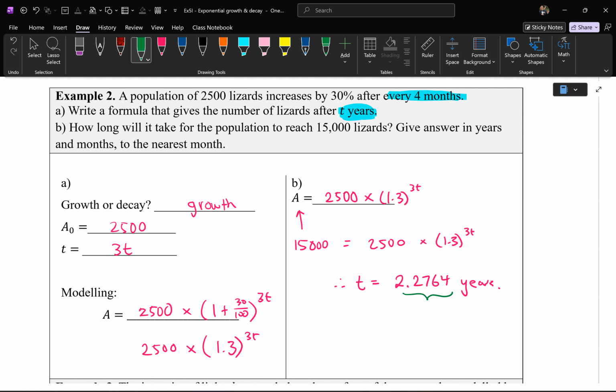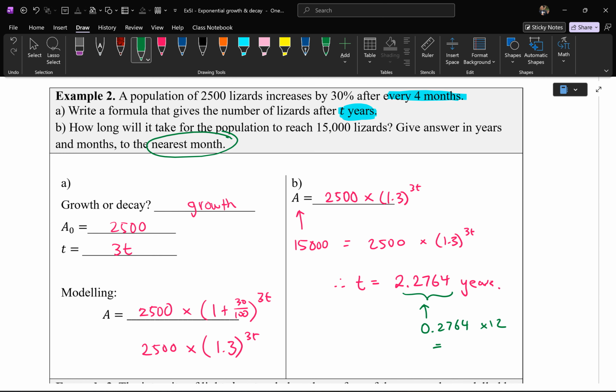So then you take 2.2764 times 12, but since you already know it's 2 years, you only need this bit. What is 0.2764 times 12 in months? That's one that I find in the SACs that students don't know how to convert. Type in your calculator, and you should end up with 3.3 something, which is closest, because it says nearest month, 3.3.